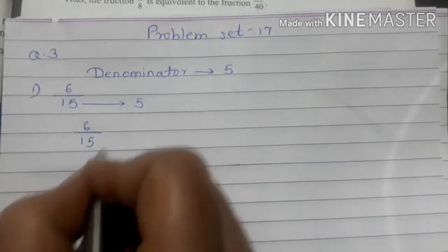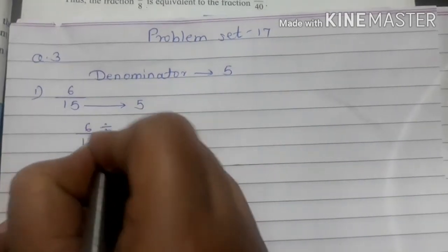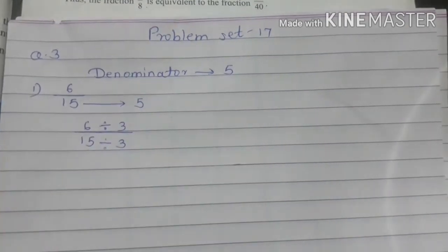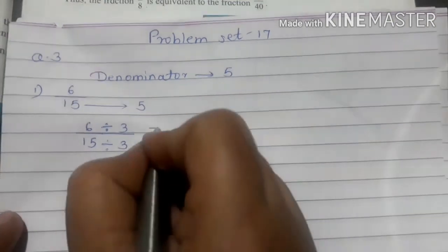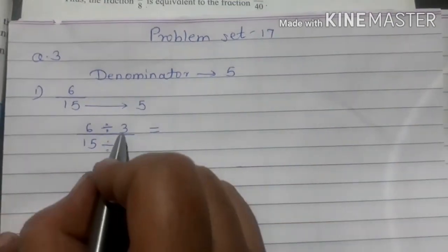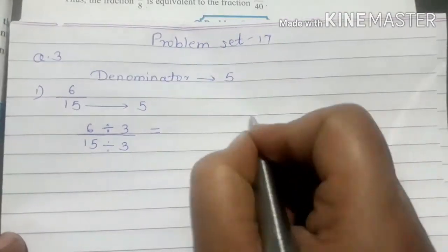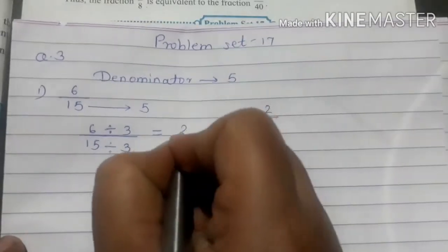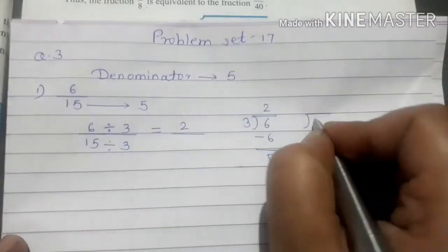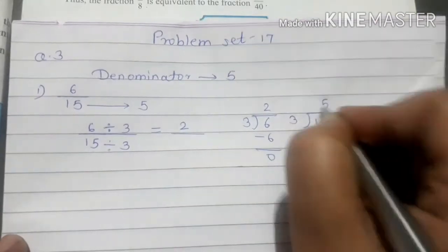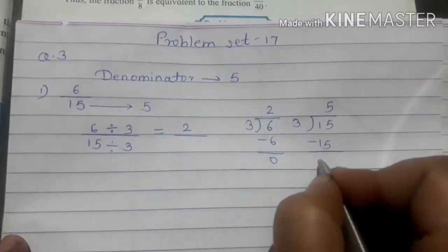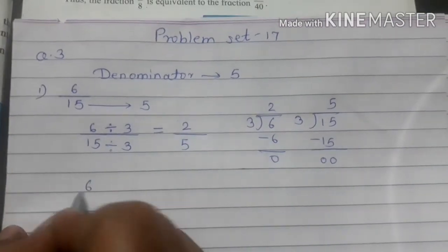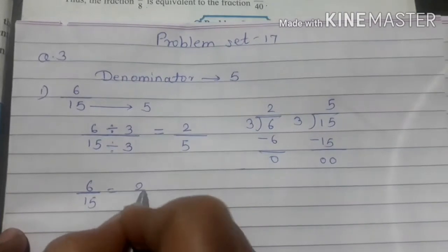That is our given answer. So see here how to solve. Not only for the denominator but for the numerator also we have to divide by 3. For 6, if we divide by 3, 3 2s are 6. So what is the answer here? 2. And for 15, as we divide by 3, 3 5s are 15. So what is the answer? 5. Do we get the denominator 5? Yes. So 6 upon 15 is equal to 2 upon 5.